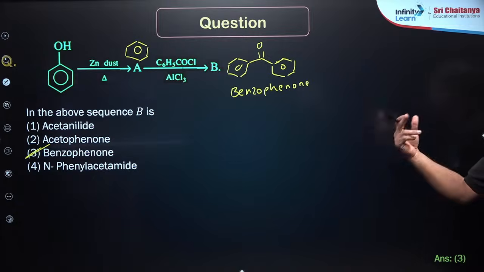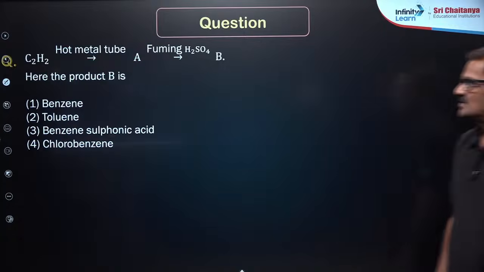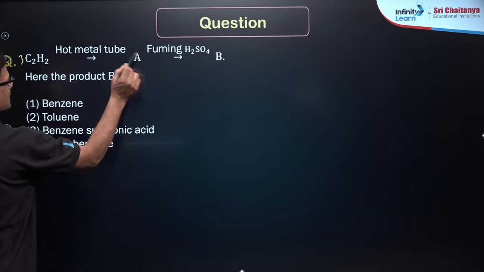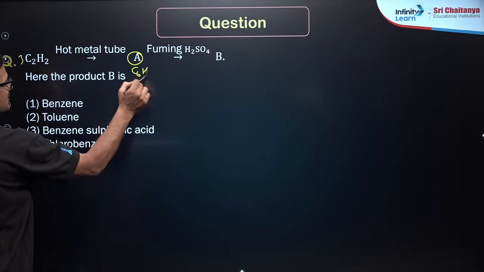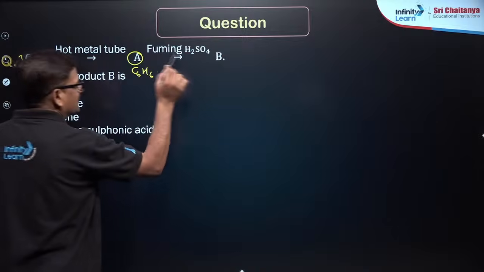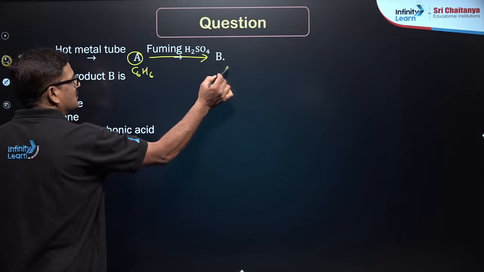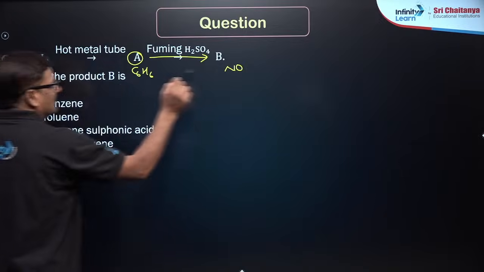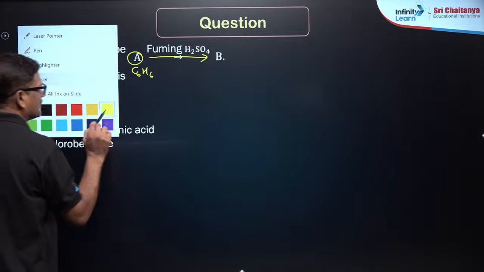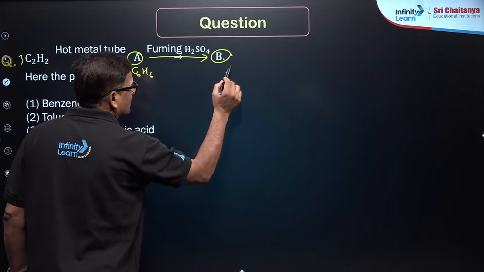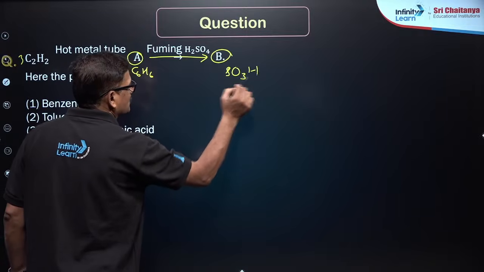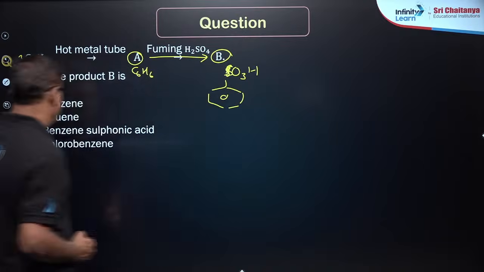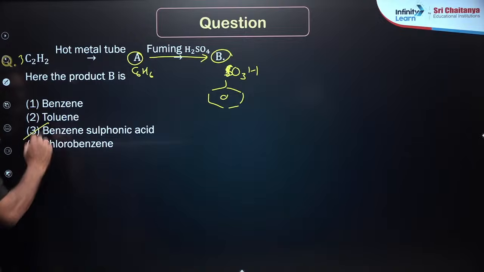One more question, ready to give the answer. Come on. So C2H2 through a red hot metal tube, cyclic trimerization takes place. A is going to be C6H6, and A is treated with fuming H2SO4. So you will be having SO3H, sulfonation of benzene. B is going to give SO3H. So it will be benzene sulfonic acid.